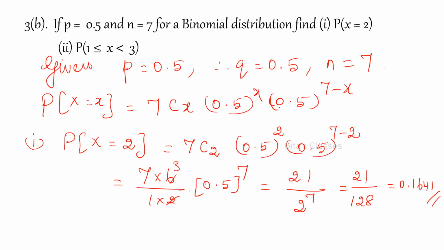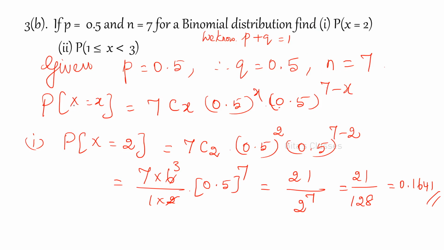And next is 3b, it is binomial distribution. And all are direct questions only this time. So P is 0.5, Q is also 0.5, because we know for binomial distribution it is P plus Q is equal to 1. Okay. We know that. Therefore Q is equal to 1 minus 0.5, it is 0.5. And given n is equal to 7.